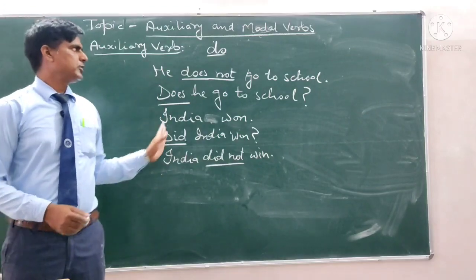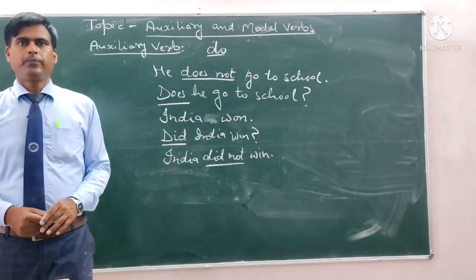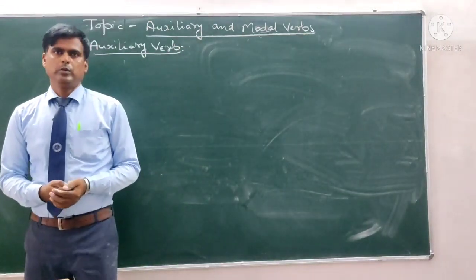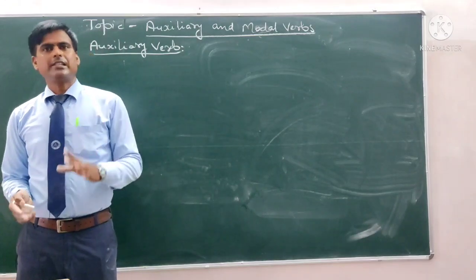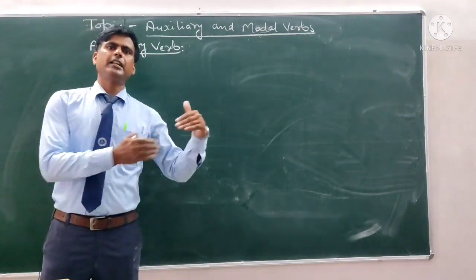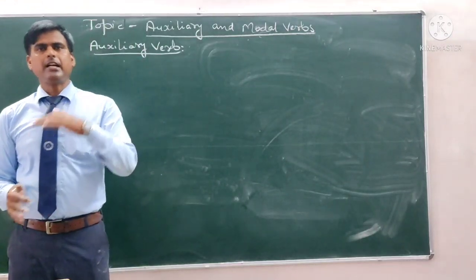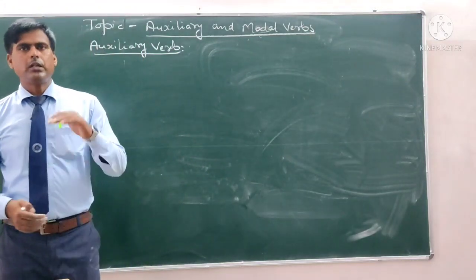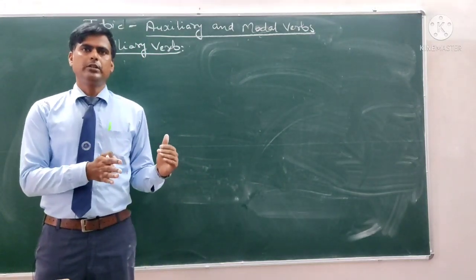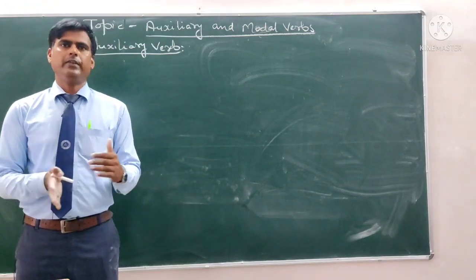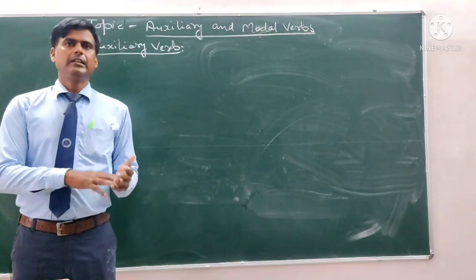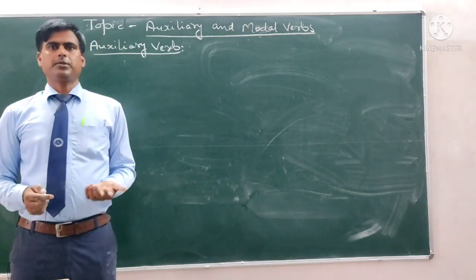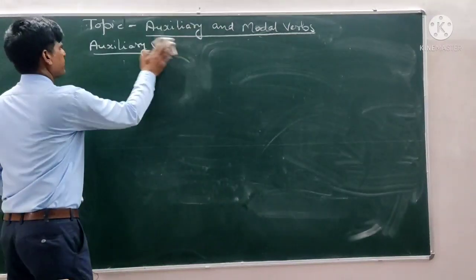So these are the uses of the auxiliary verbs. Okay, modal verbs. As I told you in this lecture, auxiliary verbs can be divided into primary auxiliaries and modal auxiliaries. Primary auxiliaries are be, have and do, and modal auxiliaries are can, could, shall, should, may, might, will, would, ought to, dare, sometimes need, etc. These are called the modal verbs.